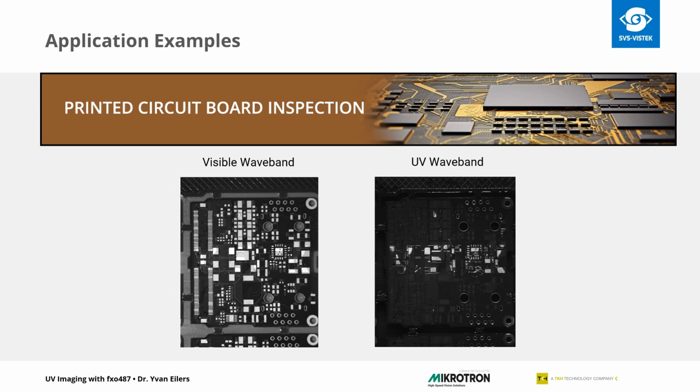Here you can see an example recorded with visible and UV light of a sample that we treated with a protective resin at SVS-Vistek. As you can see, the UV band clearly shows that some parts of the PCB have not been properly treated, which is not visible in the visible wavelength range.